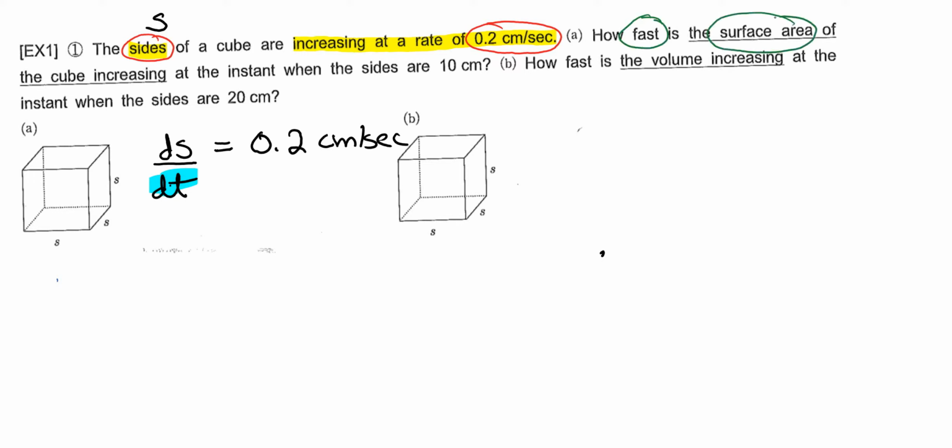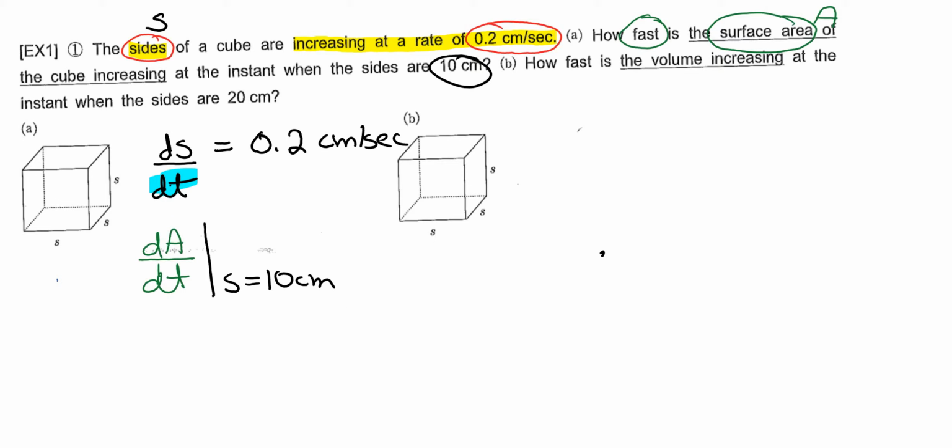After that, if I continue reading the problem, I want to find out how fast the surface area of the cube is increasing. Surface area has to do with the variable A, so I need to find dA over dt. I want to find how fast the area of the cube is increasing the instant when the sides are 10 centimeters. That's the given information, and now I want to solve this problem by finding a formula that connects the variables together.